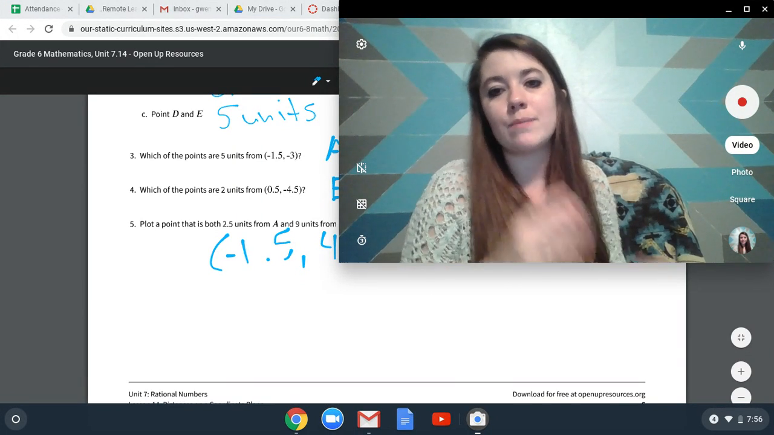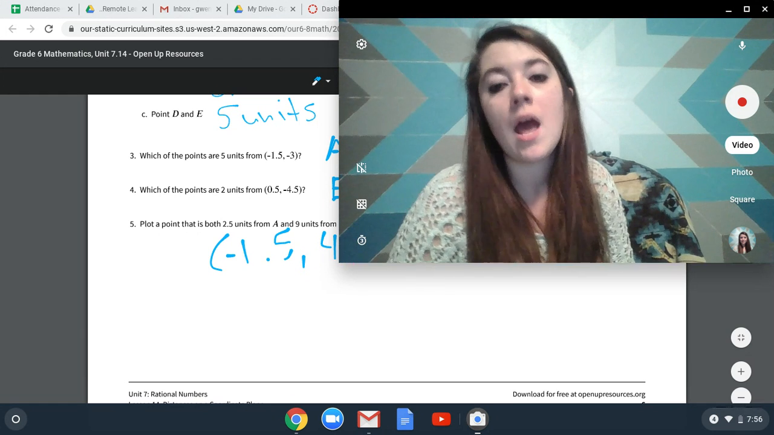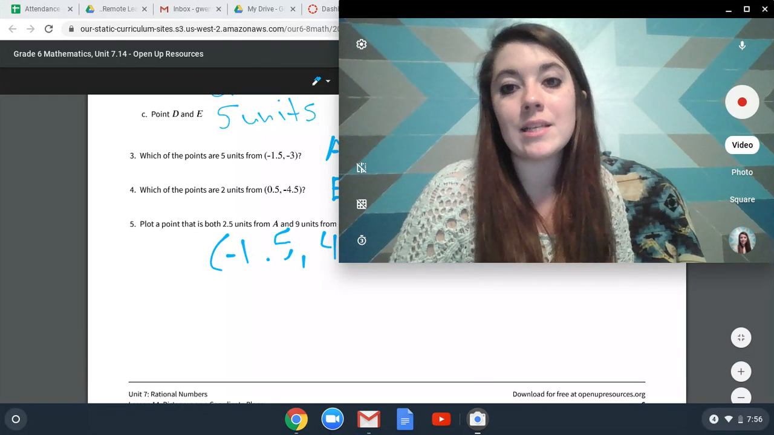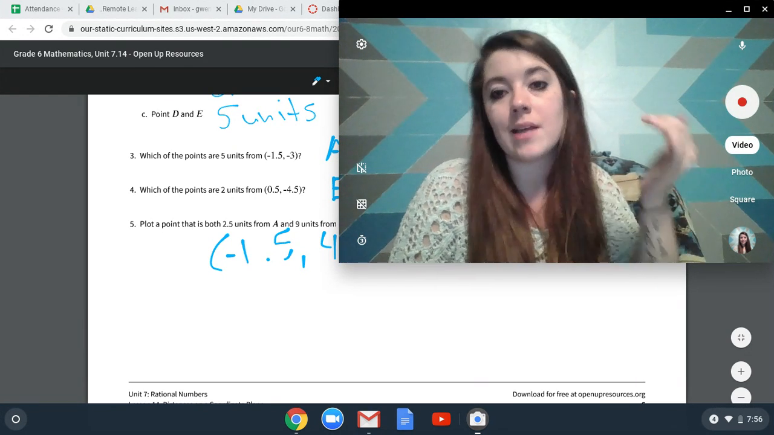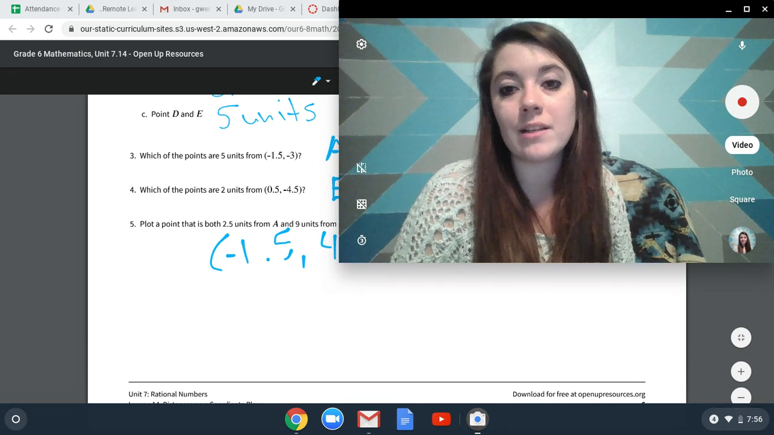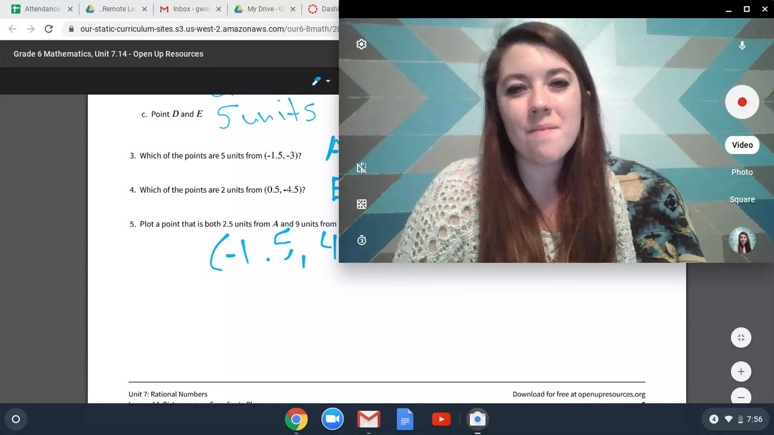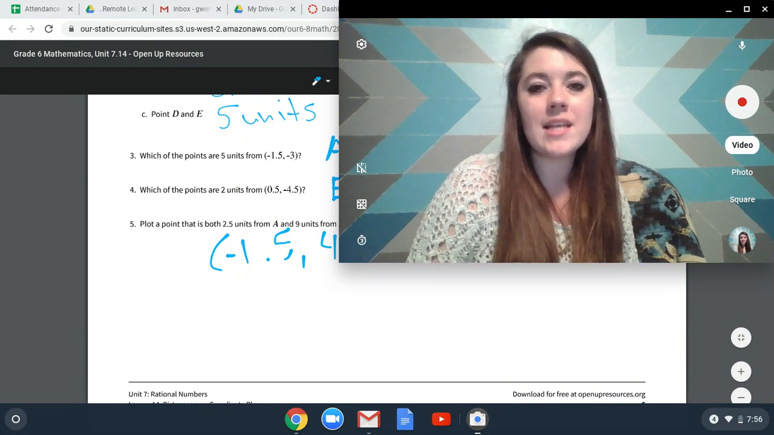All right, so like I said to you guys, the keyword is distance because this is all about looking at distances between points on the coordinate plane, as well as looking at distances between a point and the x-axis or a point and the y-axis and finding those different distances. Okay? All right, so remember, keyword is distance.